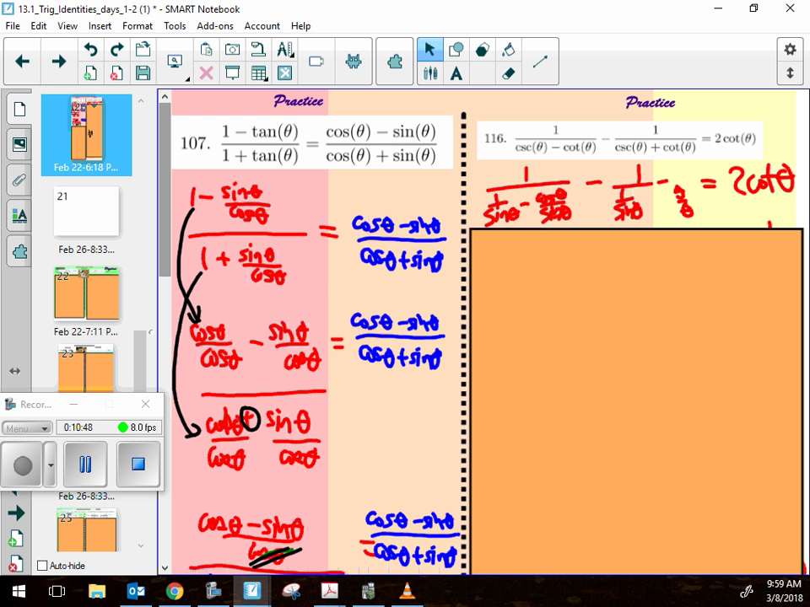How many of you went the route of cosecant changes into 1 over sine, and cotangent turns into sine over cosine? Or sorry, cosine over sine. What is that technique? I've said it before. Change everything into sine and cosine. Does that always work every time? Nope. But it works sometimes.